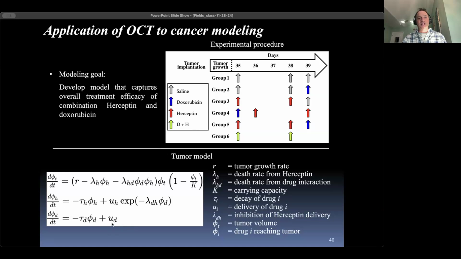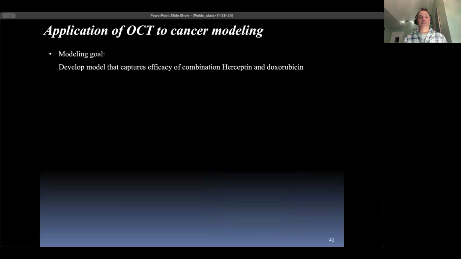And basically you have a delivery term and then a way that it's being eliminated from the system. Herceptin's efficacy wanes exponentially, so we have a delivery term and then how it's being eliminated from the system. So it's actually a pretty simple model, and we have 6 different groups, and we have multiple time point measurements for the volume for each one of these groups. So there's a fair amount of data, so we can calibrate this model.